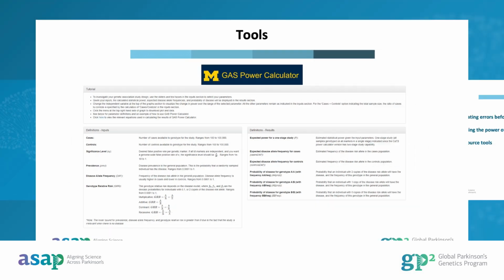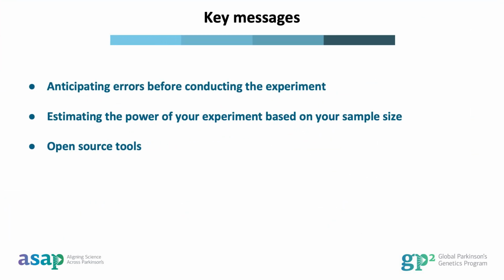To prevent wasting resources such as time and money, and to ensure patient safety while striving for good outcomes, we need to conduct precise statistical tests. Anticipating errors before you conduct the experiment is essential. Estimating the power of your experiment based on your sample size can help save time and resources. There are numerous tools you can use to estimate your parameters. Do not hesitate to use them.